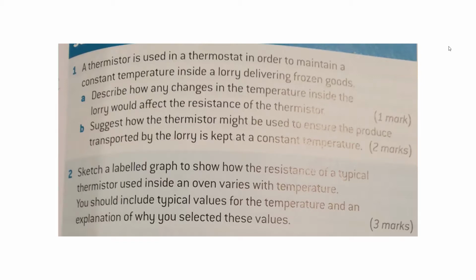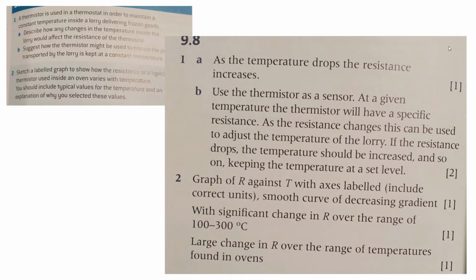Question 2. Sketch a labeled graph to show how the resistance of a typical thermistor used inside an oven varies with temperature. Now, the temperature of an oven is around about 200 to 300 degrees Celsius. You should include typical values for the temperature and an explanation of why you selected these values. This is 3 marks. Alright, so the answers are here. Have a look at the answers. Let me move on to question 3.